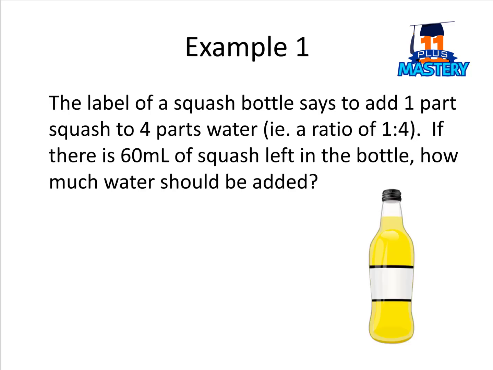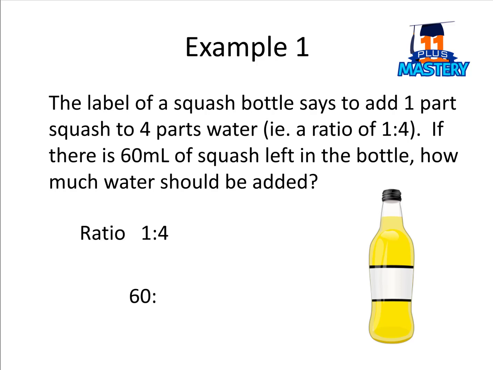Example 1. The label of a squash bottle says to add 1 part squash to 4 parts water. That is a ratio of 1 to 4. If there is 60 millilitres of squash left in the bottle, how much water should be added? Well, we know the ratio is 1 to 4. And I know the squash part is 60. To go from 1 to 60, I multiply by 60. Whatever I do to one side of the ratio, to the other side I do exactly the same.